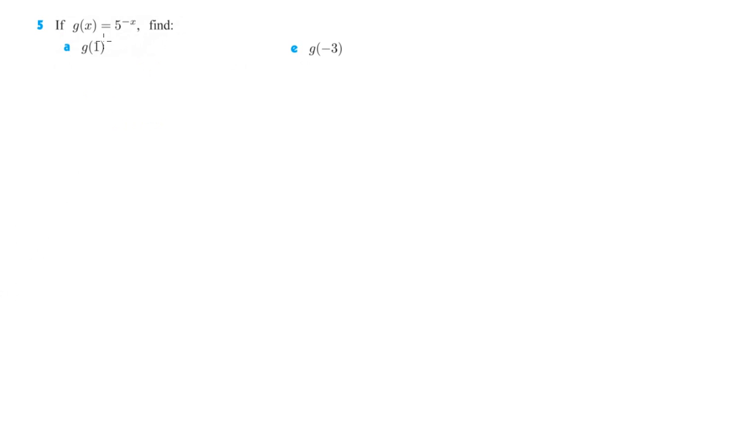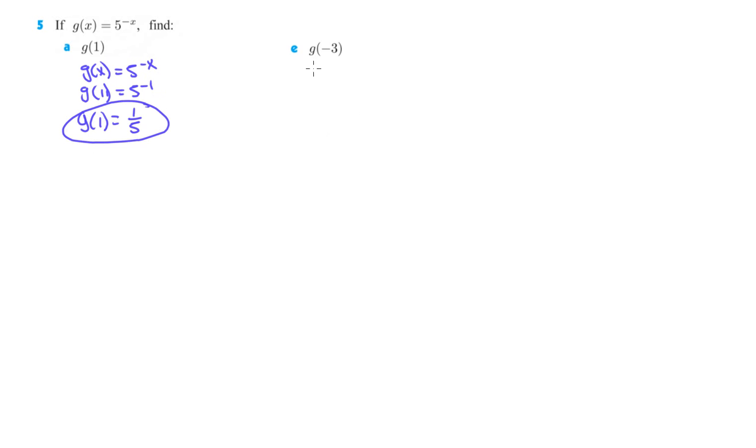All right, number 5, if g of x equals 5 to the negative x, find g of 1. So we have g of x is 5 to the negative x, so for g of 1, wherever we see an x, it's now going to be a 1. So it's 5 to the negative first. So g of 1 is going to equal 5 to the negative first, which is the same thing as 1 over 5, and we can just leave it like that.